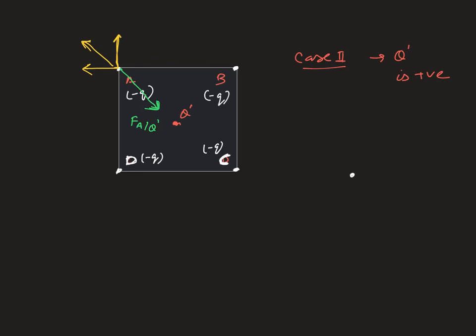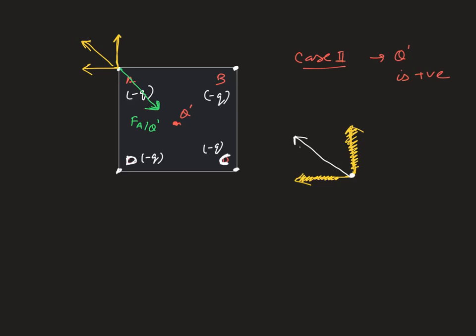Now let's have a discussion on the equilibrium of A. This is point A, and these are the three forces, the first two, and these two will be equal. Why will they be equal? Please try to understand. This distance and this distance are equal, the charges are equal, and hence these two forces will also be equal. So they will have a resultant in this direction.